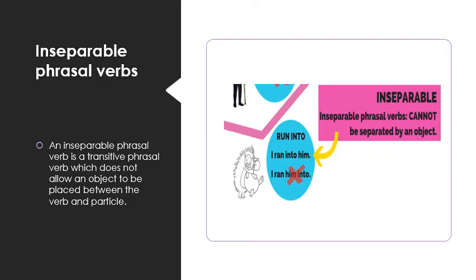The other type of phrasal verbs are the inseparable. An inseparable phrasal verb is a transitive phrasal verb which doesn't allow an object to be placed between the verb and particle. For example, in this sentence, it couldn't be I ran him into. It's I ran into him, because the inseparable phrasal verb cannot be separated by an object.